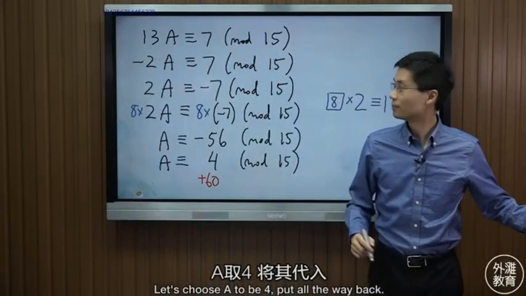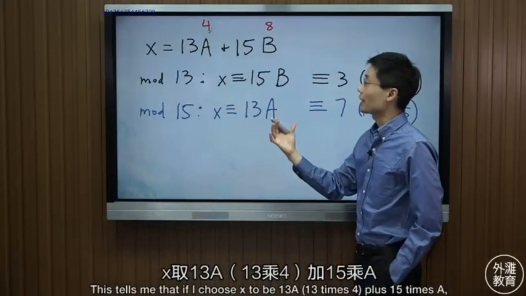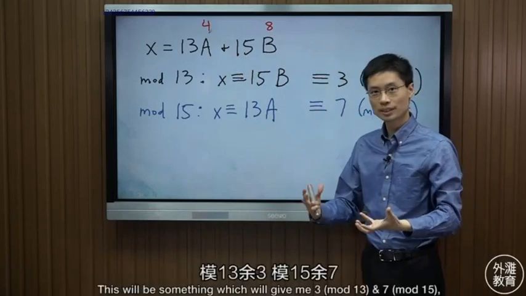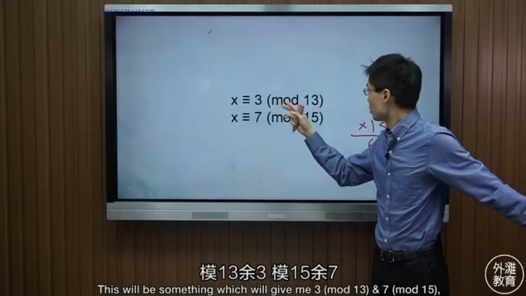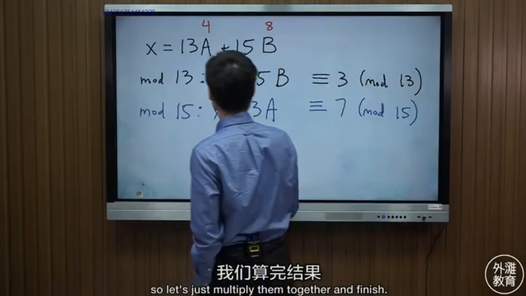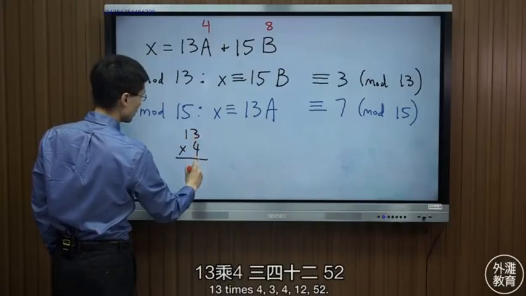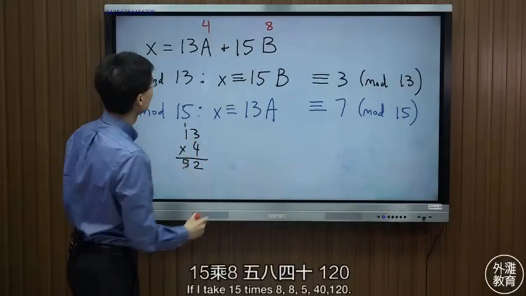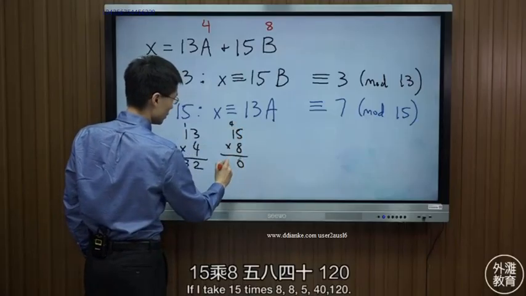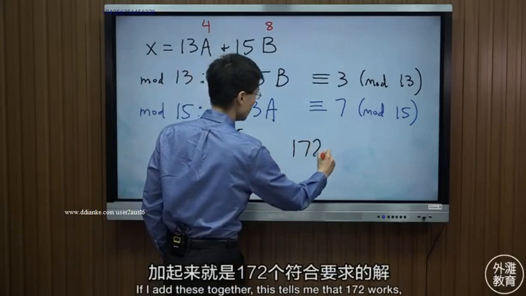Let's choose a to be 4. Going all the way back, this tells me that if I choose x to be 13a, 13 times 4 plus 15 times 8, this will work. This will be something which will give me 3 mod 13 and 7 mod 15. So let's just multiply them together and finish. 13 times 4, 3, 4, 12, 52. If I take 15 times 8, 8, 5, 40, 120. If I add these together, this tells me that 172 works.